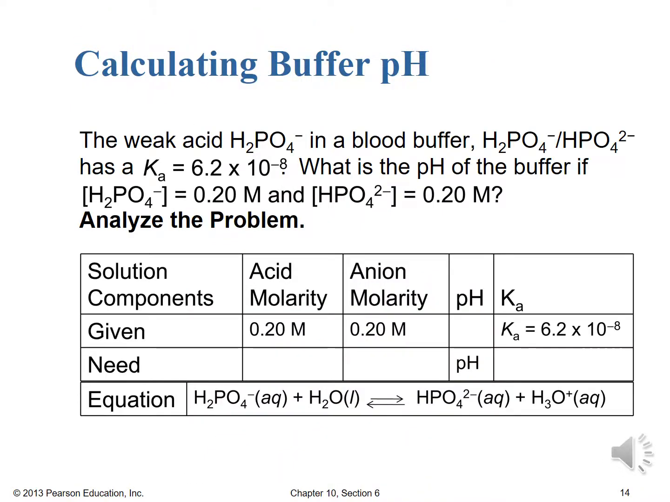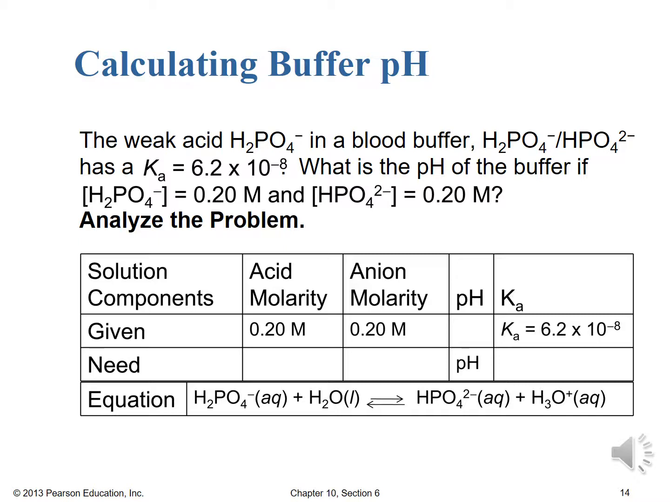All right, so let's see how that works. Let's actually calculate a buffer pH. The weak acid dihydrogen phosphate in a blood buffer, H2PO4 minus, the dihydrogen phosphate, and the hydrogen phosphate, monohydrogen phosphate, has a Ka of 6.2 times 10 to the minus 8. What is the pH of the buffer if the concentration of H2PO4 minus equals 0.20 molar and the concentration of HPO4 2 minus equals 0.20 molar? Remember, we said that buffers tend to work best when we have equal concentrations of acid form and base form.